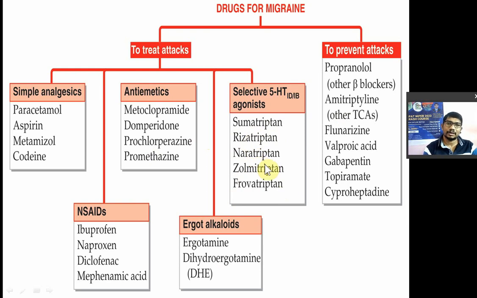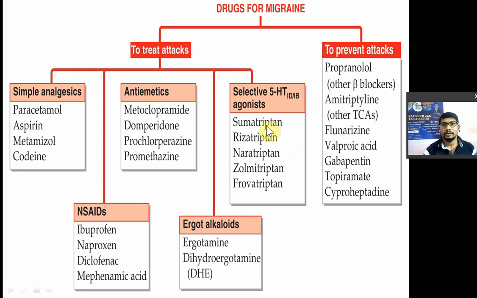You have to remember all these are the triptans. 5-HT1B/1D receptor agonists, all these are the triptans. They are a drug of choice in the treatment of acute attack of migraine. So sumatriptan is a drug of choice in the treatment of acute attack of migraine.